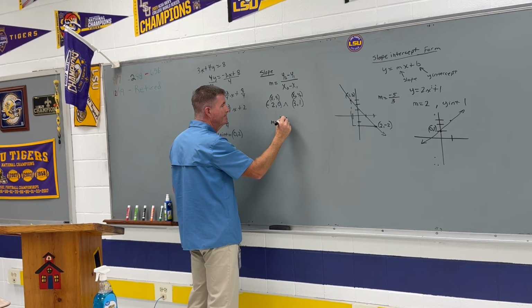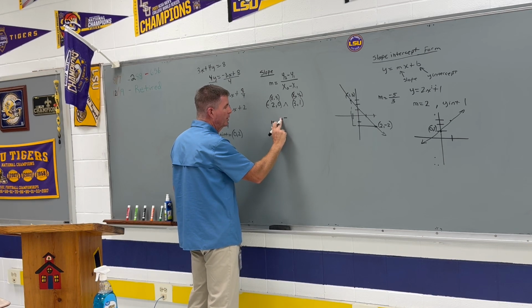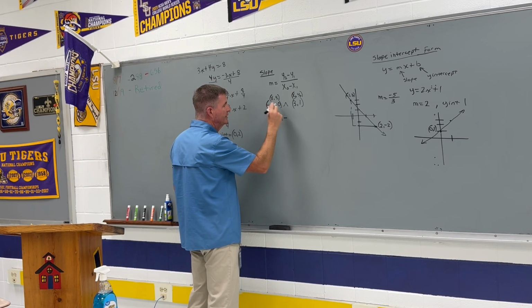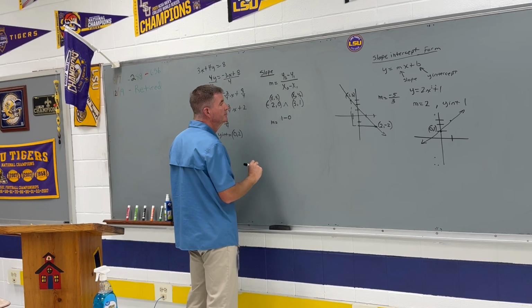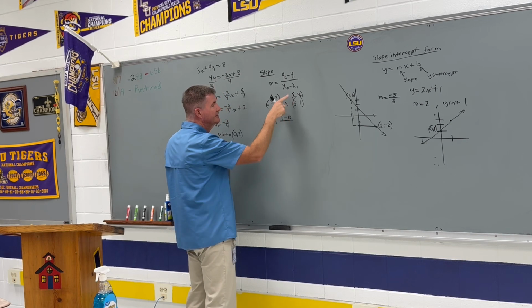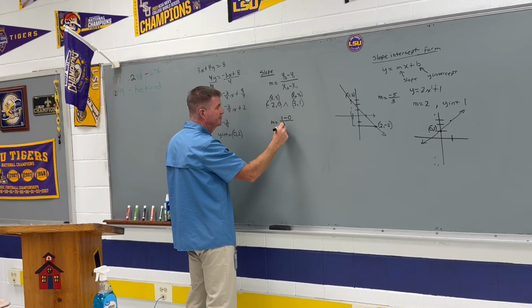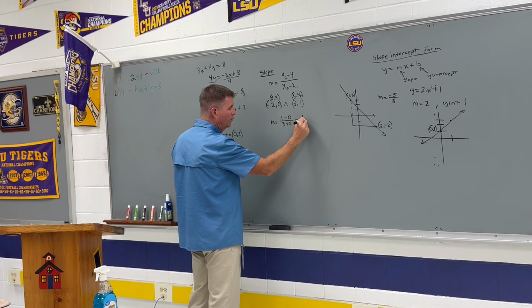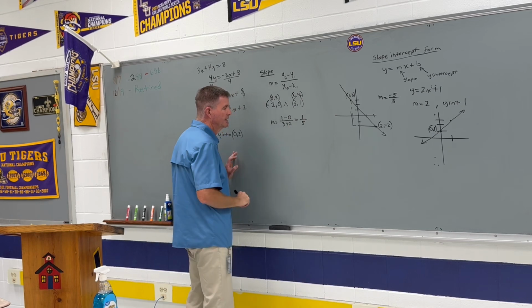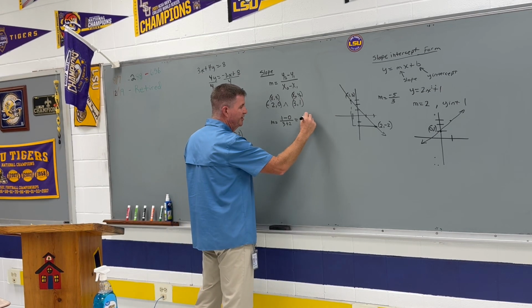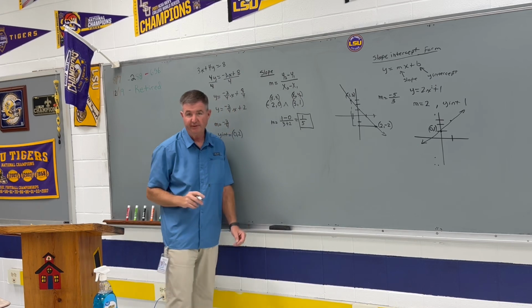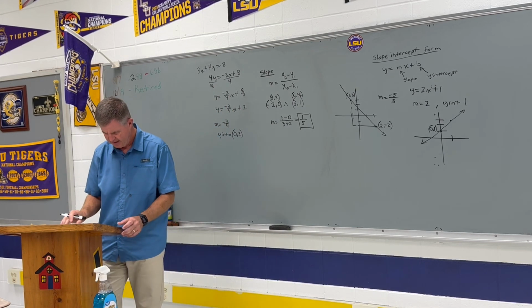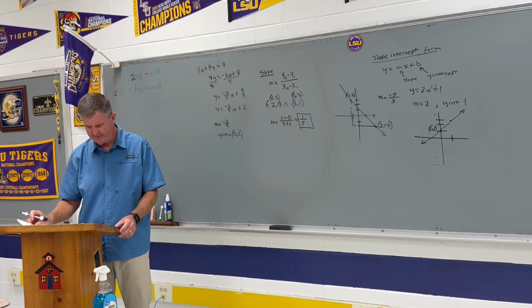So 1 minus 0 over the difference in the x's, which is going to be 3 minus negative 2, which is plus 2. Giving me on the top 1 over 5. So the slope is going to be 1/5, which means it goes up 1 for every 5 that it goes across.